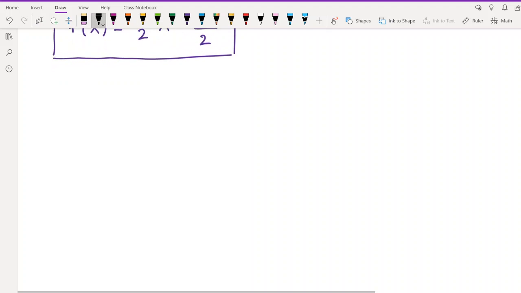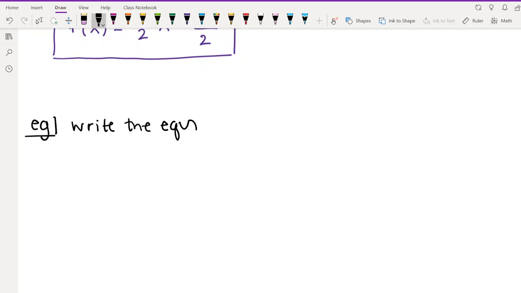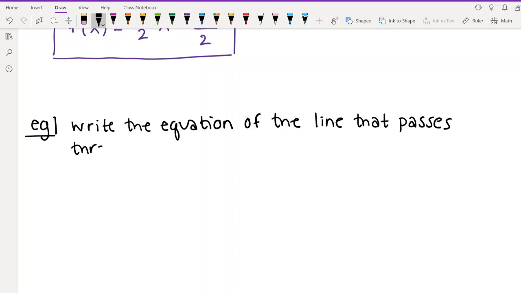Okay, so the next example we're going to do is going to have one extra step that we have to do. So in this problem, we want to write the equation of the line that passes through. And so this time we're not going to be given the slope. We're just going to be given 2 points. So our 2 points are going to be (5, 0) and (6, -2).